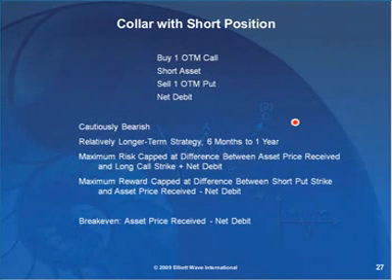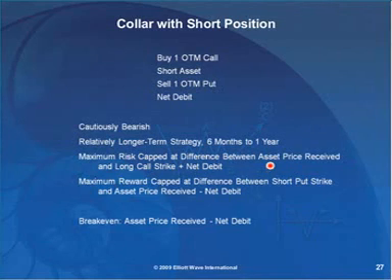And here are the particulars. A collar with a short position: we buy an out-of-the-money call, we're shorting the asset, we sell an out-of-the-money put, net debit. Cautiously bearish. A relatively longer-term strategy. One of the catches is that they usually work if you go way out, like I said, 6 months to a year. Some people go beyond a year.